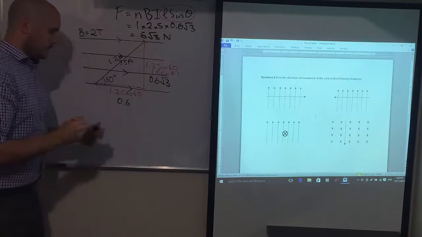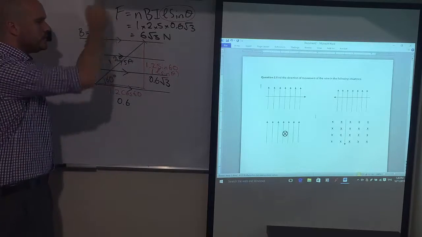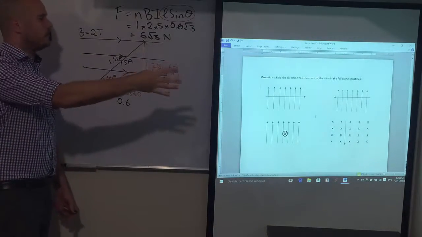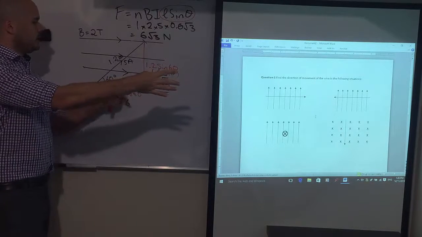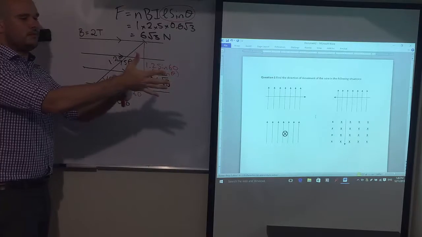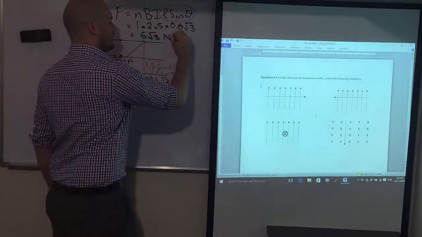newtons. And the direction of the force, again, we only take into account the perpendicular part. So here we do our right hand palm rule. We've got the magnetic field going towards the right. The perpendicular component of current is going up the page. Therefore, my force is going to be into the page. Into page.